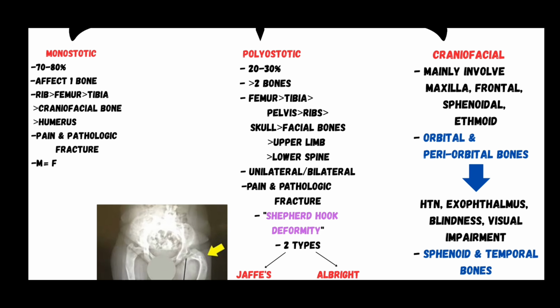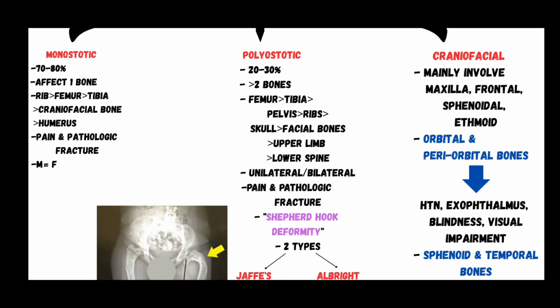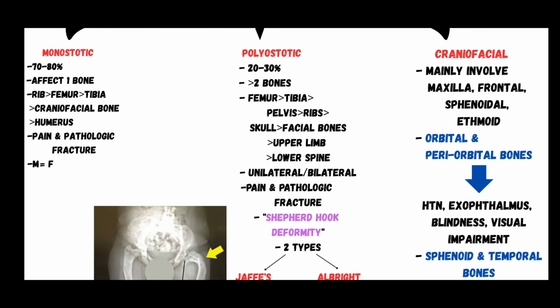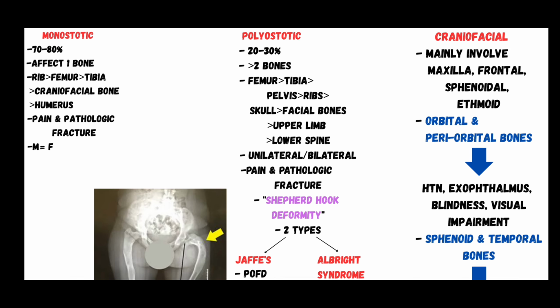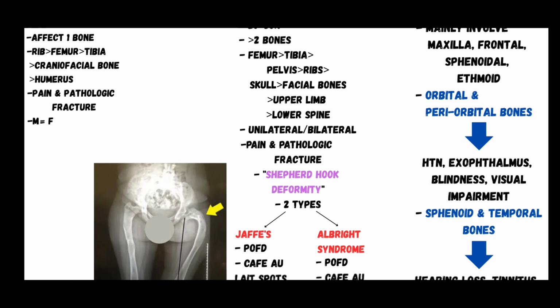The last is the craniofacial form. This mainly involves maxilla, frontal, and ethmoid. Rarely, occipital bones are involved. So, when the orbital and periorbital bones get involved, there is hypertelorism, exophthalmos, blindness, and visual impairment.